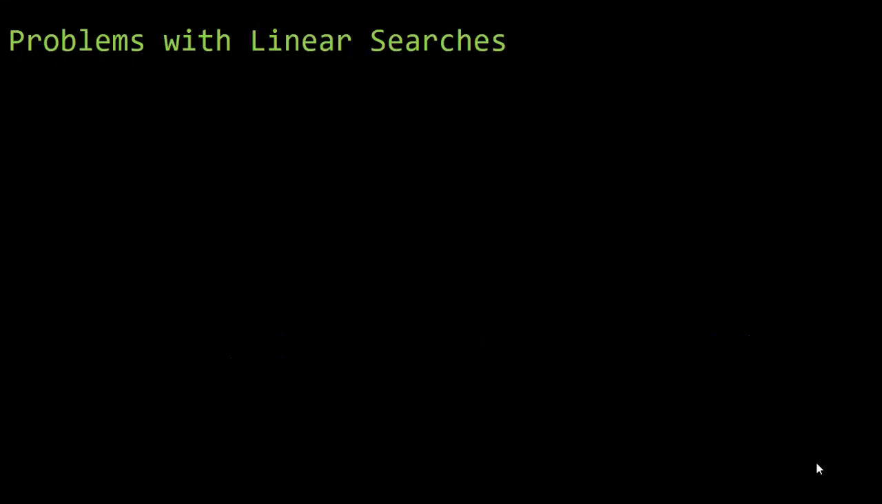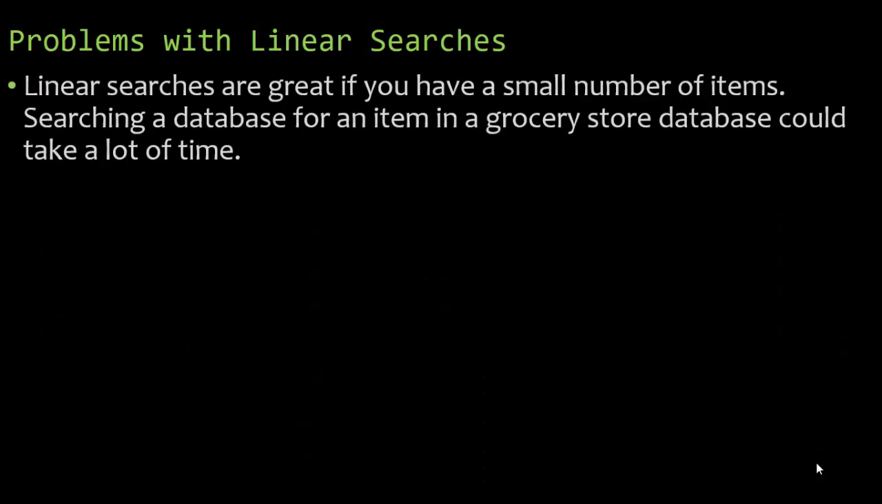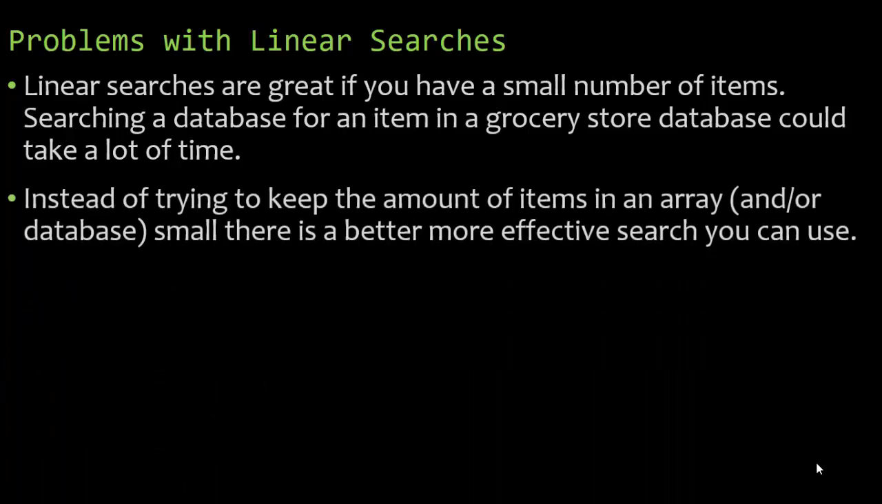So there are problems with linear searches. Linear searches are great if you have a small number of items. Searching a database for an item in a grocery store, though, that could take a lot of time. If a grocery store has 10,000 items and you're looking to see if an item exists in the array or database, it could take a very long time. Now, instead of trying to keep the amount of items in the array or the database very small, there's a better, more effective search you can use, and it's called a binary search.